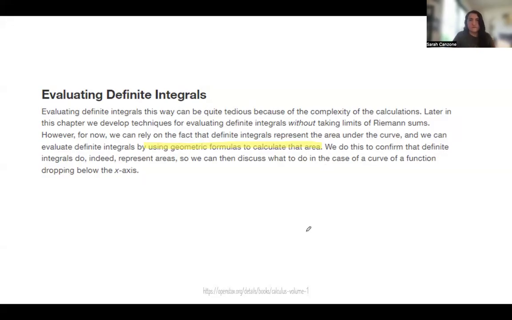So for example, Riemann sums, we said it was an approximation, right? So it was not going to be the exact area. Whereas when we're using geometric formulas to calculate the area in this section, it will be an exact area.